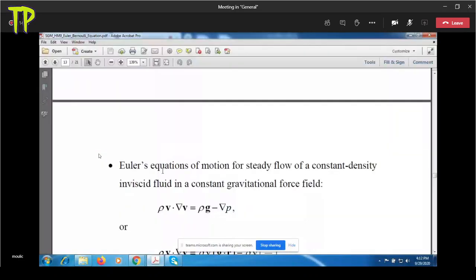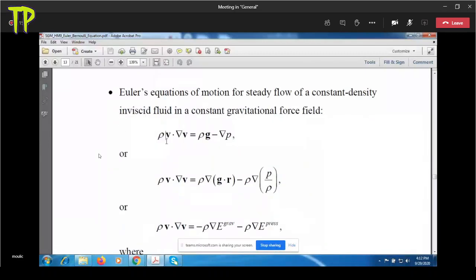If you look at Euler's equations of motion, and this is of course valid, of course I've dropped the unsteady term, so I'm looking only at steady flow now of a constant density inviscid fluid in a constant gravitational force field. You have the convective acceleration term on the left hand side and the two forces on the right hand side. So the way this is written, this is mass times acceleration per unit volume. Of course, this is only the convective acceleration. The temporal acceleration is 0. The first term on the right hand side is the body force per unit volume, because rho is m upon v and mg is the body force.